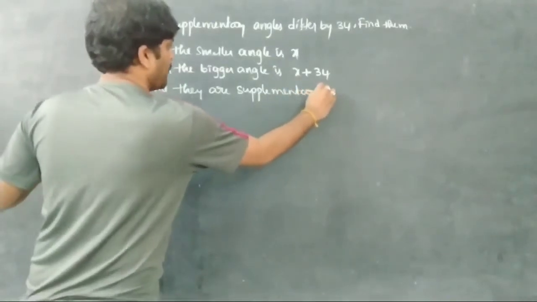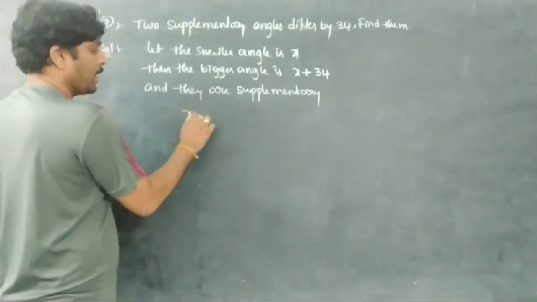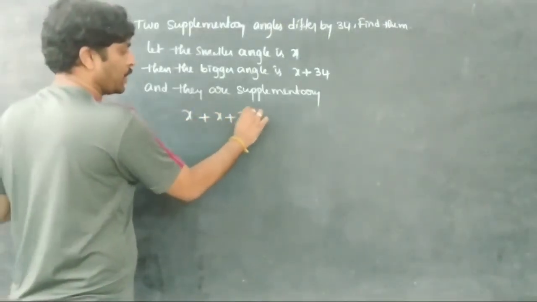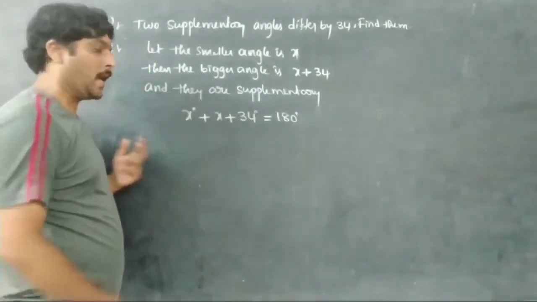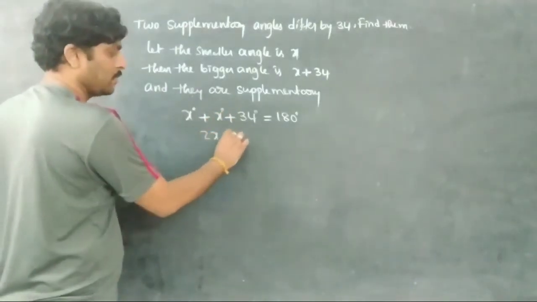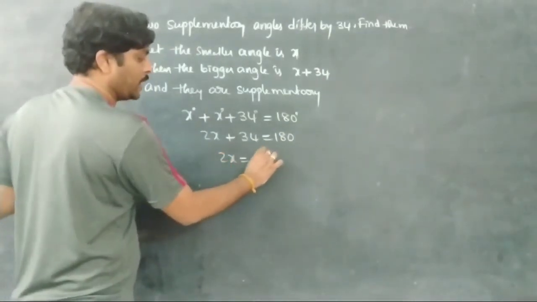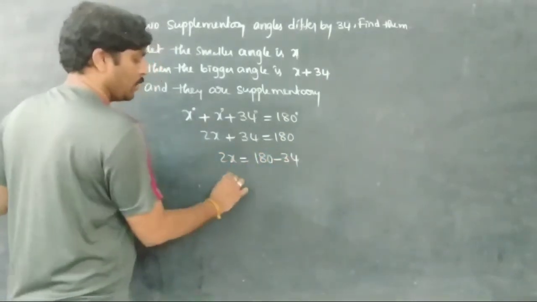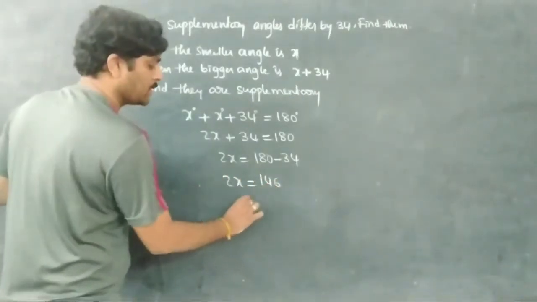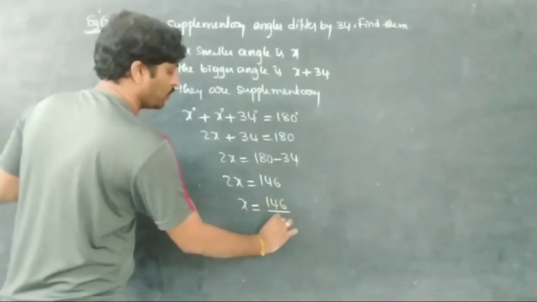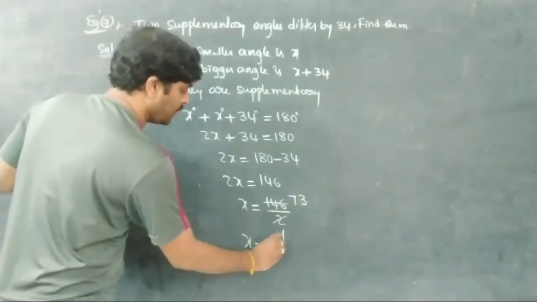What is the meaning of supplementary? The sum of the angles is 180 degrees. So x plus x plus 34 degrees is equal to 180 degrees. Okay, now x plus x is 2x, plus 34 is 180 degrees. Now 2x is equal to 180 minus 34. Now 2x is equal to 146. Now x is equal to 146 by 2. 2 sevens are 14, 2 threes are 6. Therefore x is equal to 73 degrees.